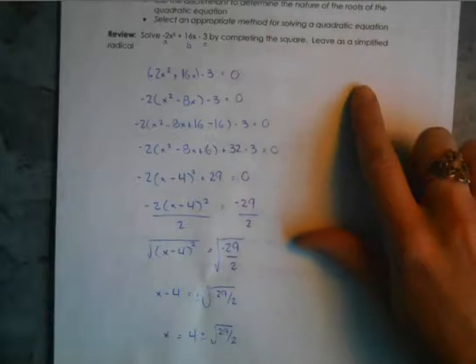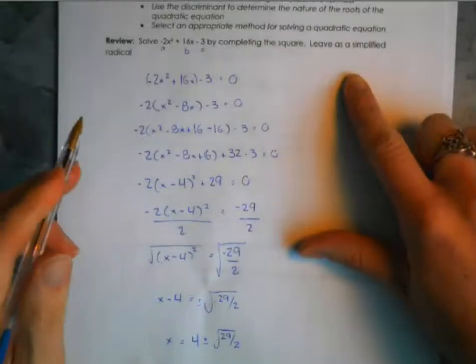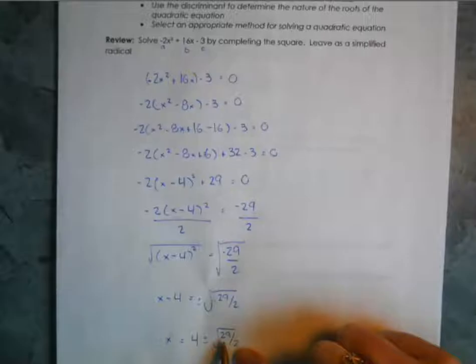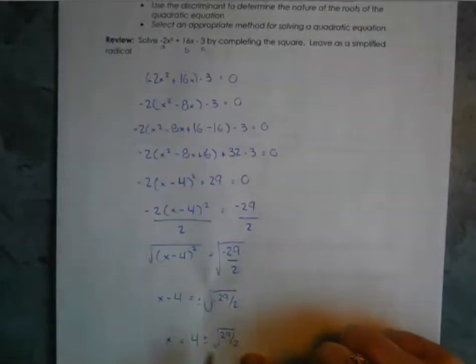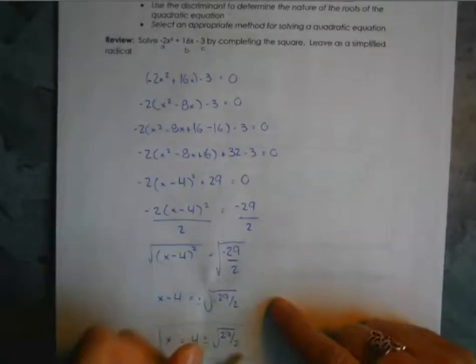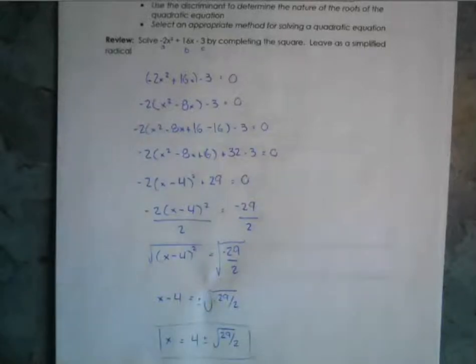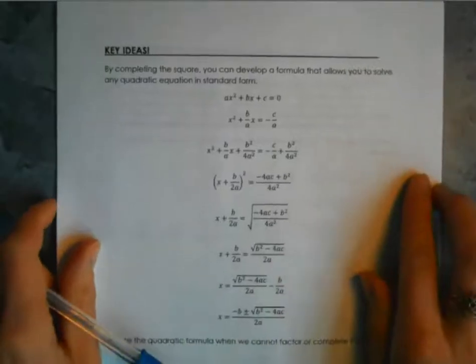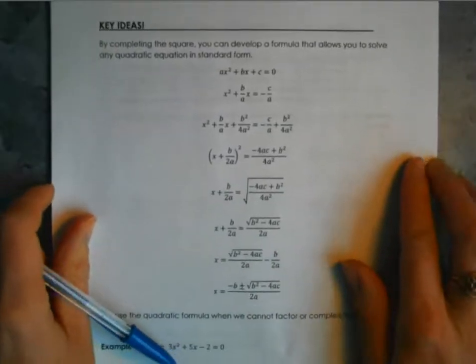And in the initial instructions, we were told to leave it as a simplified radical. So we can always check and see, is there any way that we can reduce this fraction? No. There's no number that divides into both 29 and 2, so we can leave it as it is. Okay, so that's just a reminder of how we go through completing this square. And that's going to be important because it's going to help us to understand how the quadratic formula was developed.